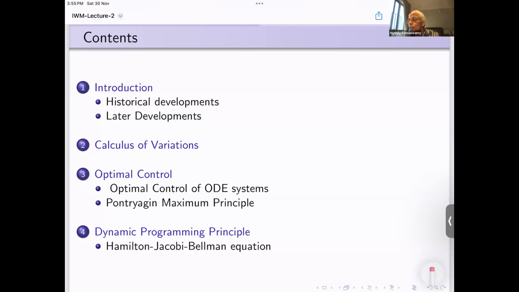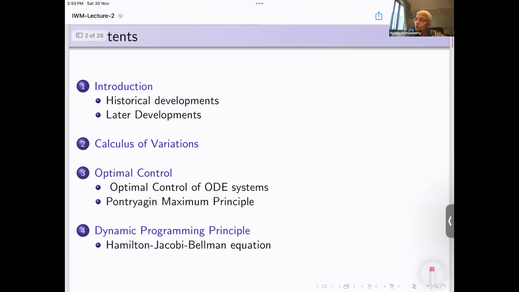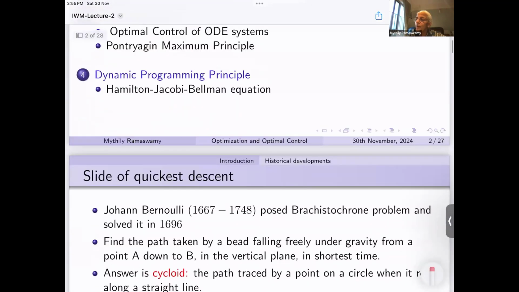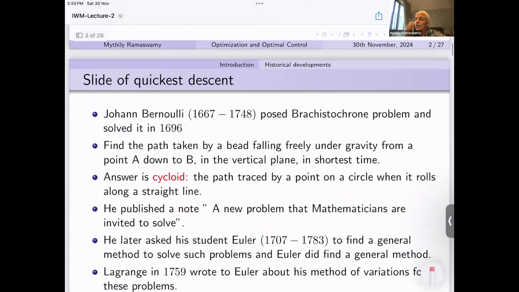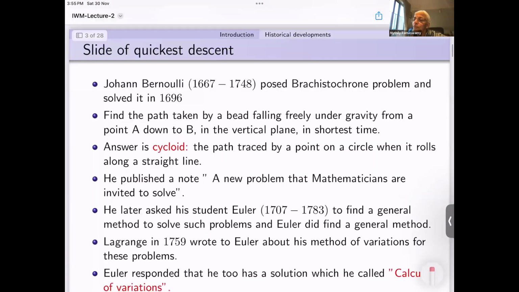There are two broad approaches, one by the Russian school using the Pontryagin maximum principle, and one by the American school, Bellman, via Hamilton-Jacobi-Bellman equations. So I'll try to give some things, but I won't have time for many examples. Okay, so how did this problem come about?